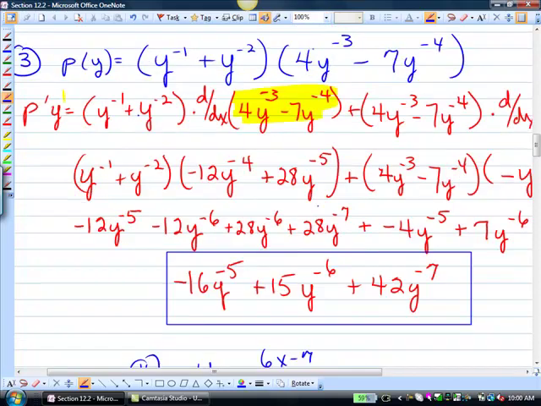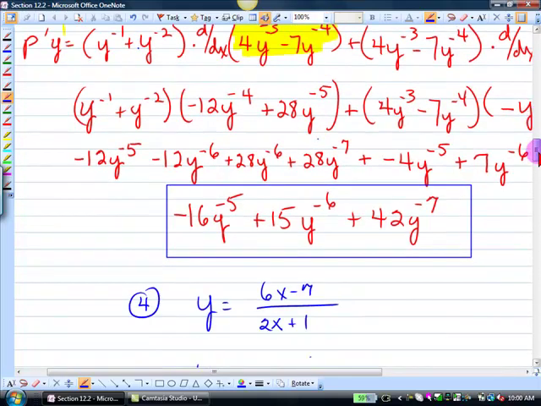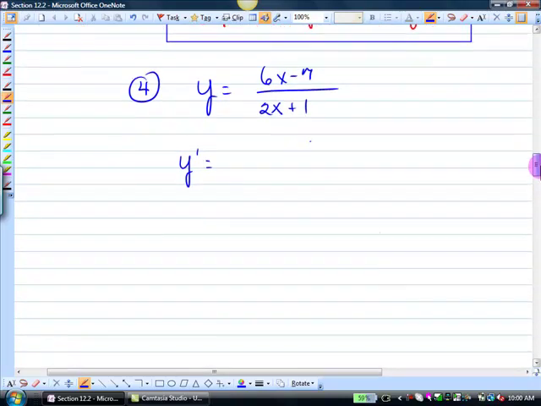All right, let's go to number 4. Number 4 is a quotient, 6x minus 7 over 2x plus 1. Okay, and I really don't know why I was scooted way over. Let's go over here.